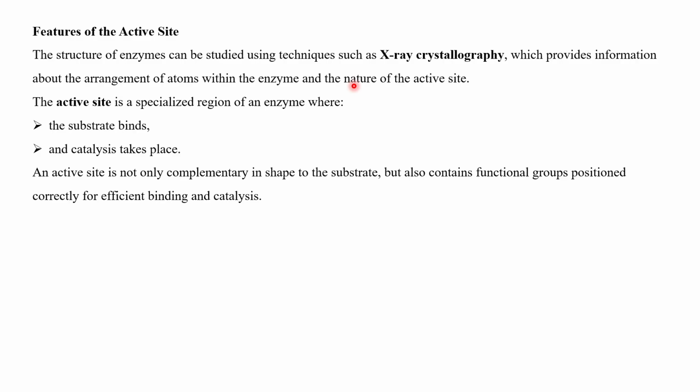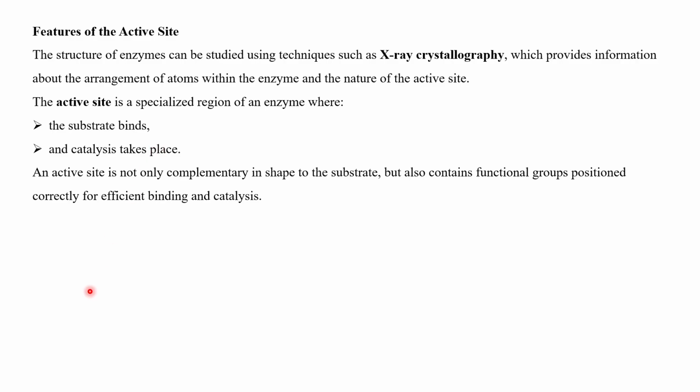The active site is a specialized region of the enzyme where, one, the substrate binds, and two, catalysis takes place. So what happens in the active site? Binding of the substrate to the active site. Also, catalysis occurs there. For a substrate to bind to an enzyme, it doesn't bind to just any part, it binds to the active site. Also, when it binds to it, that is where catalysis occurs. An active site is not only complementary in shape, but also contains functional groups that are positioned correctly for efficient binding and catalysis.